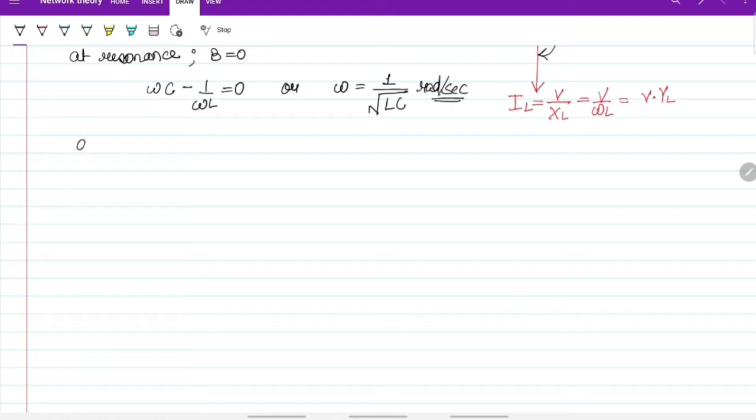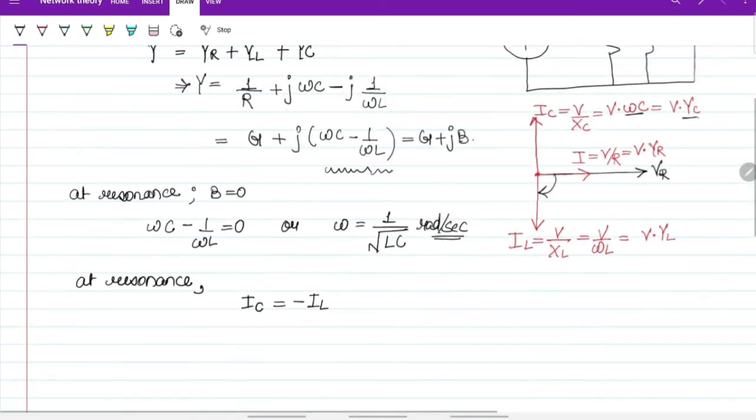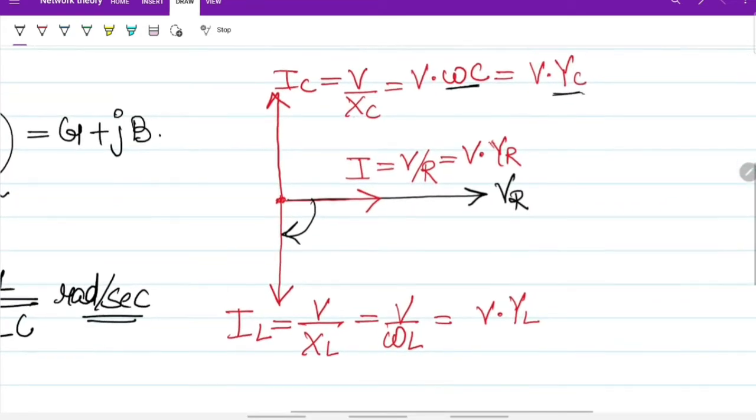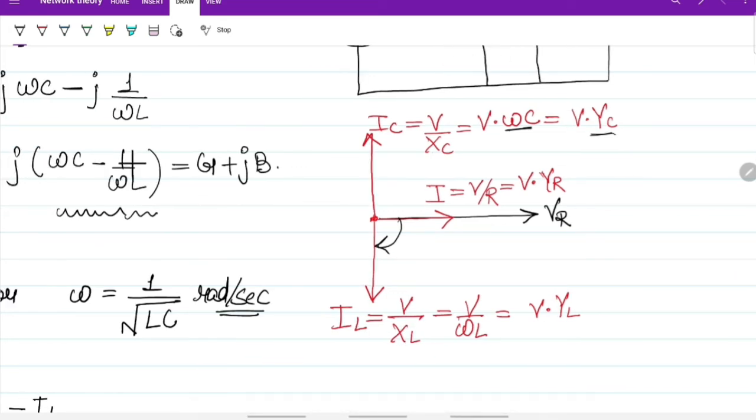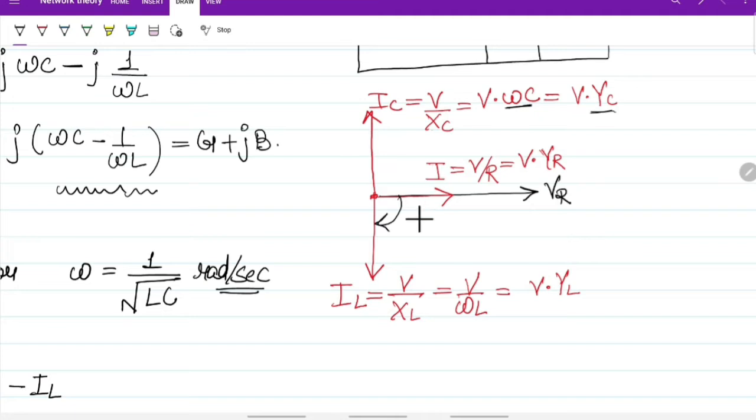Now at resonance your current IC should be equal to minus IL, because as you can see in this phasor diagram, 1 by XC should be equal to 1 by XL, right? This is XC and this is XL. So 1 by XC should be equal to 1 by XL, and V is common, so we can write this as IC should be equal to minus IL.